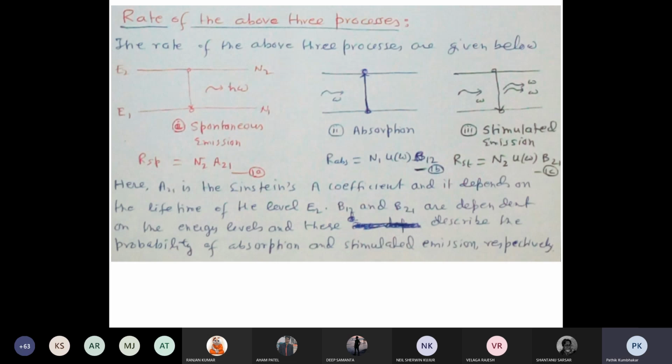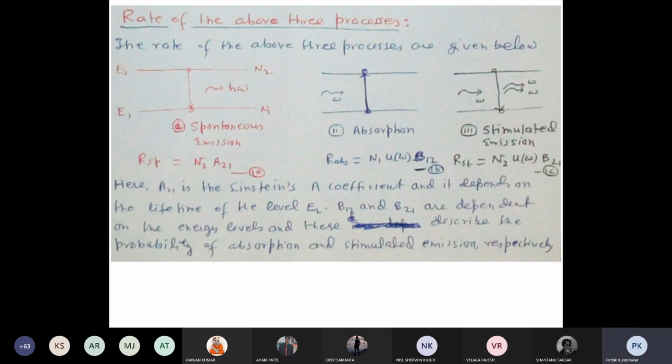Let me tell you that these are the three processes that will take place. Let me repeat them once again. The rate of spontaneous emission is N2 A21, the rate of absorption is N1 E(omega) B12, and the rate of stimulated emission, R stimulated, will be N2 E(omega) B21. So please remember the three equations.